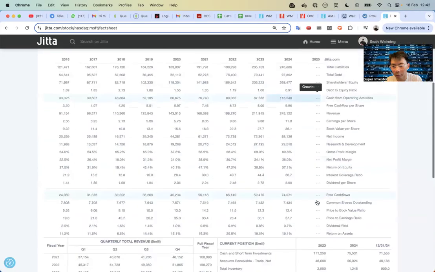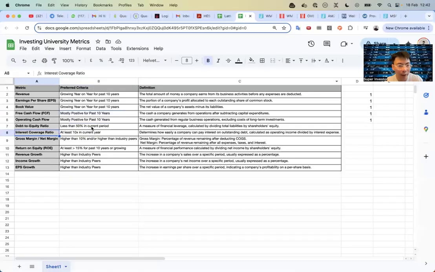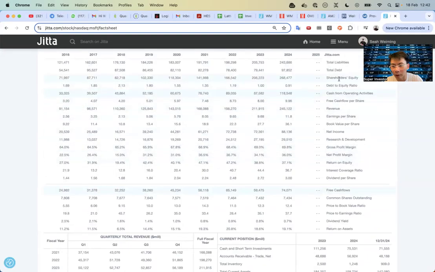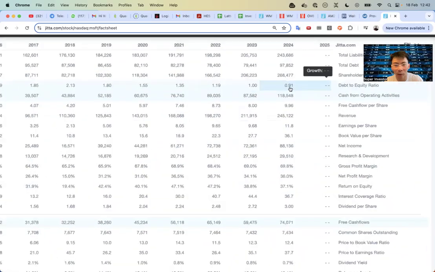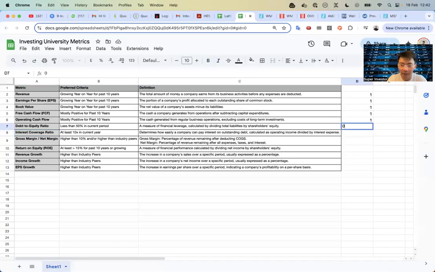So for Microsoft, debt to equity, again, for this one, let me just remind you guys, we are looking at the current period, current year. Okay, so debt to equity, where did I put it here? Okay, debt to equity is 0.91. It is preferred to be 0.5. So this one, I'm going to give it 1 point less, 0 points.